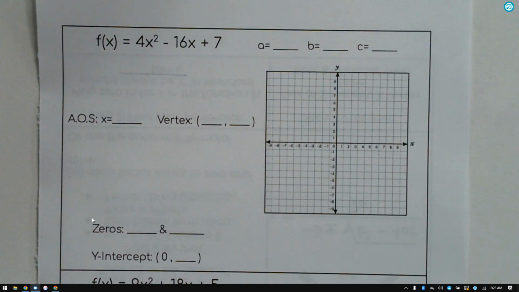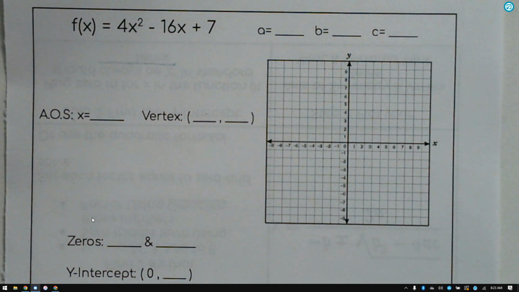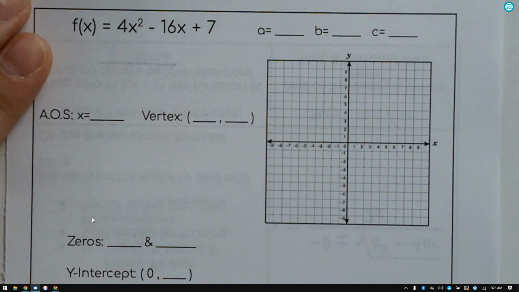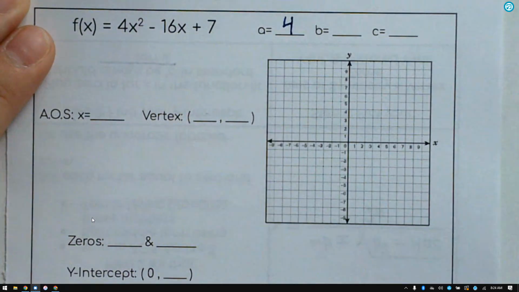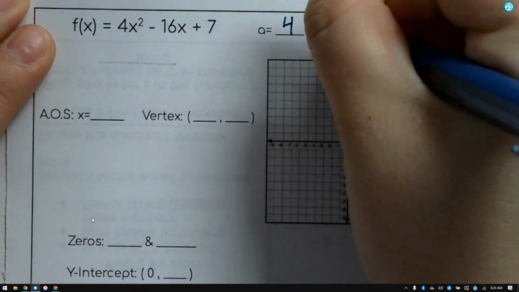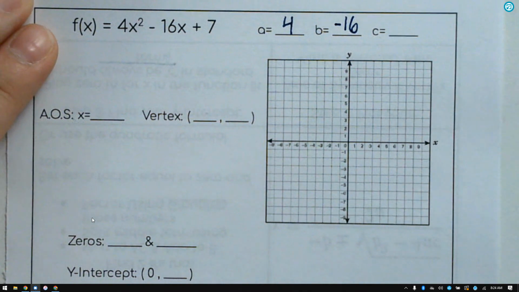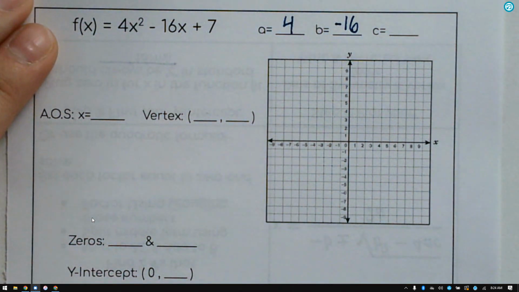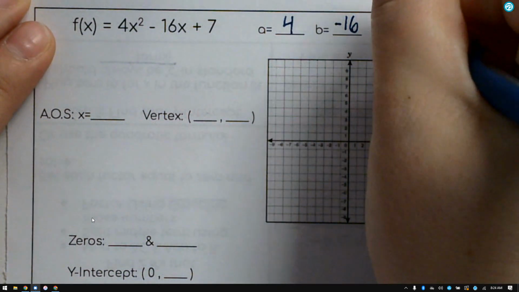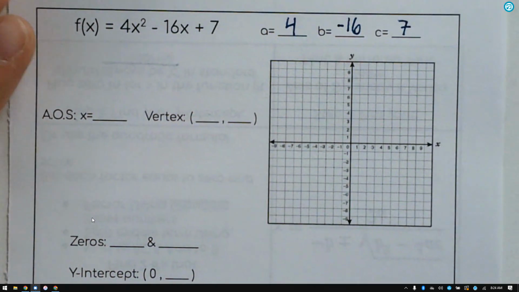Okay, 4x squared minus 16x plus 7. This right here would be a point on your test to answer these. What's my a value? 4. Thank you. What's my b value? Negative 16. Okay, somebody other than Miles and Soph, because I know they got it. What's our c value? 7. Thank you, Meharan and Sophia. So that right there is a point on this question on your test, is writing down a, b, and c.